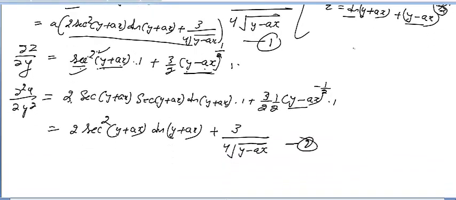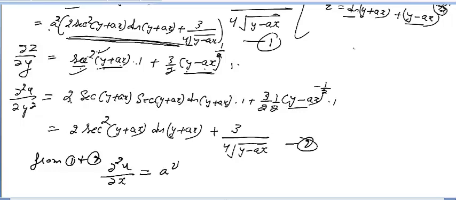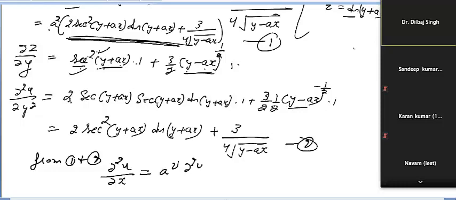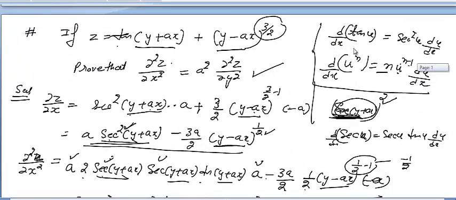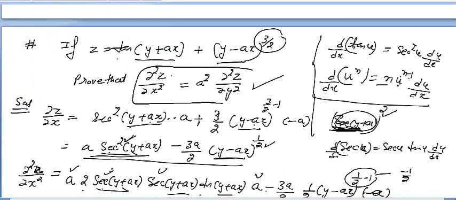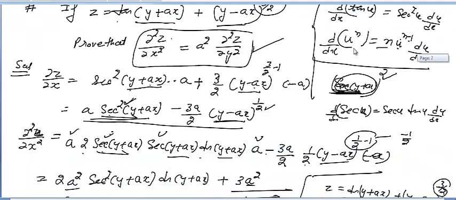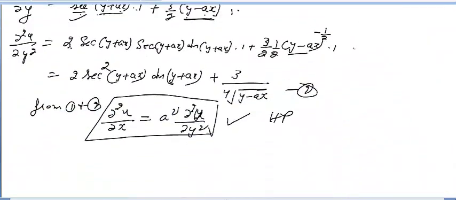So from 1 and 2 you can write double derivative of u with respect to x is equal to a square, a square is common, and this will become the double derivative of u with respect to y. So this is the proof that you want, hence proved. You can see it, that is our requirement. This is the requirement that we wanted to find out. So this is the thing that we had to achieve.